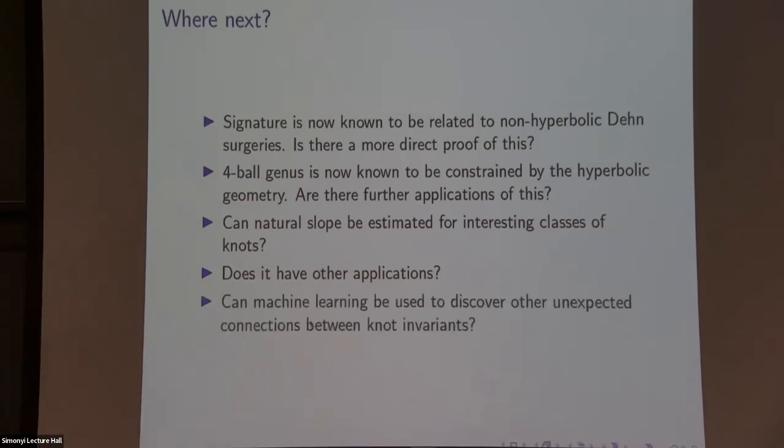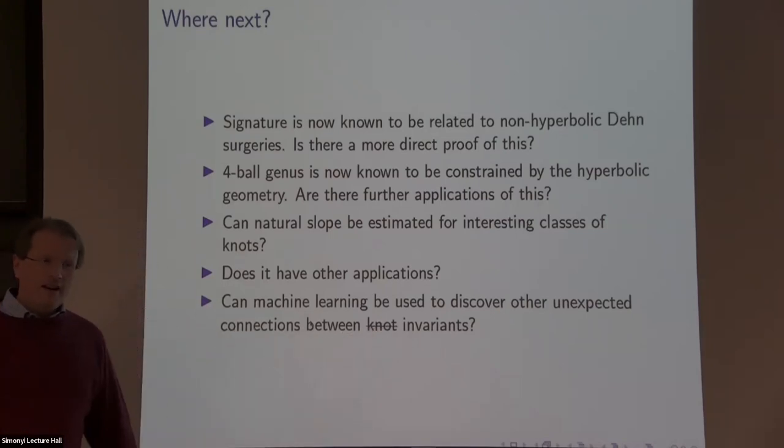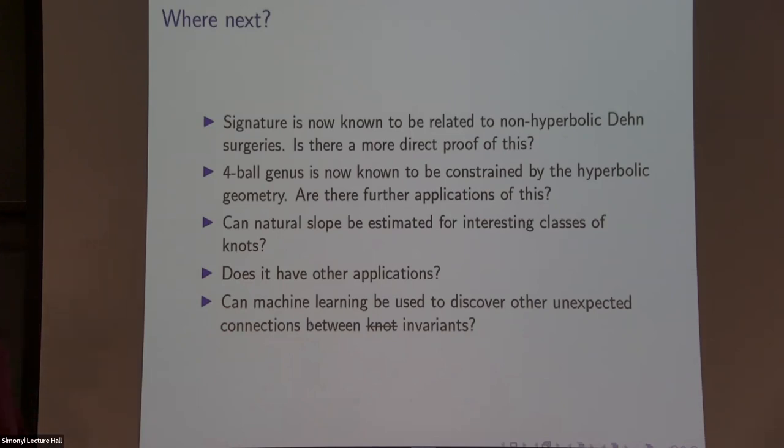But I also think there's a where-next type question in terms of the machine learning, which is, can we use it to discover other unexpected connections between knot invariants? There are loads of different knot invariants. There must surely be connections there to be found. Why stop at knot invariants? So I'll leave that question there as the final part of my talk. Thank you very much.